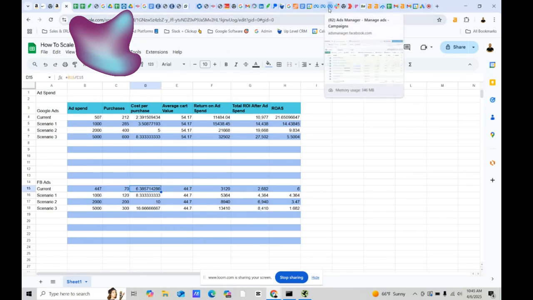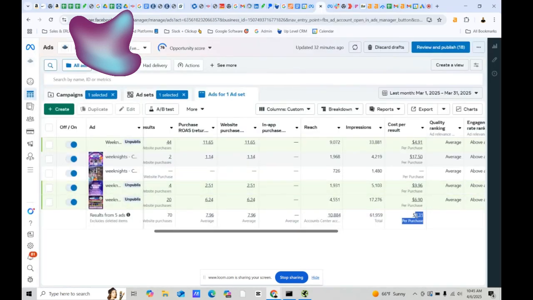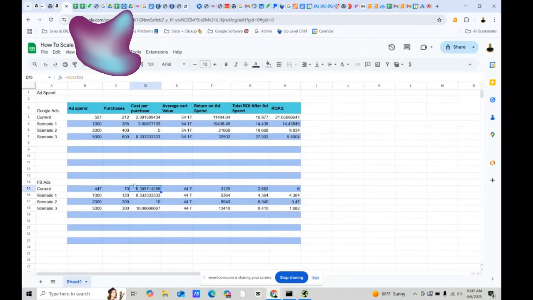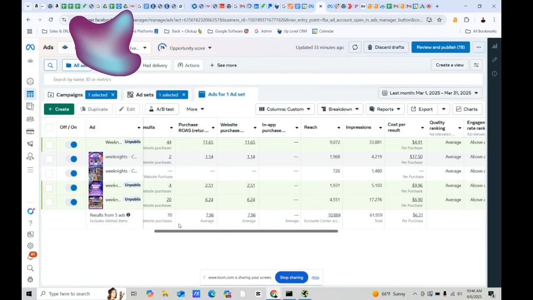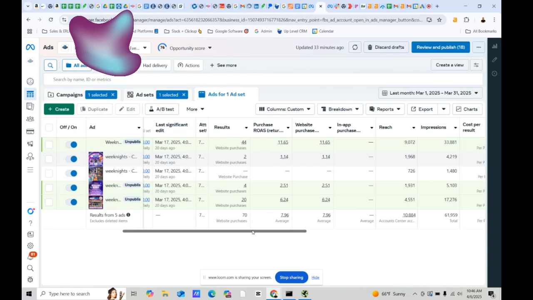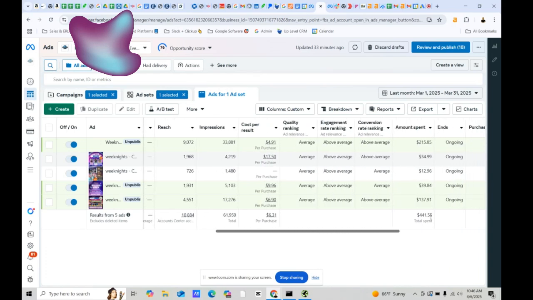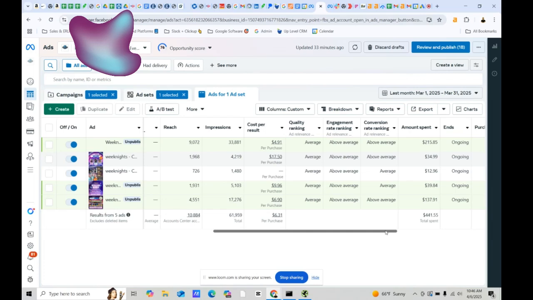I just did this by memory. Let me make sure I put that in correctly. $6.31. Let's redo that. Okay. Let's go back one more time just to make sure this is correct. So 70 purchases. Total spend was $441. And there we go. Okay, cool.